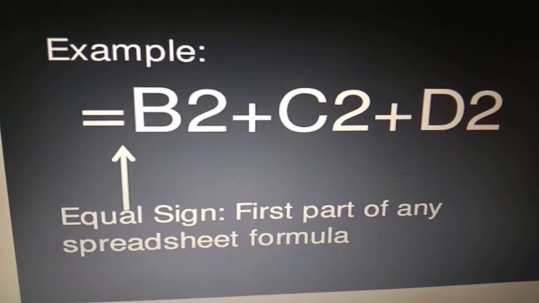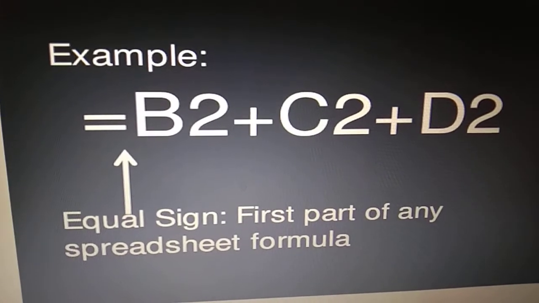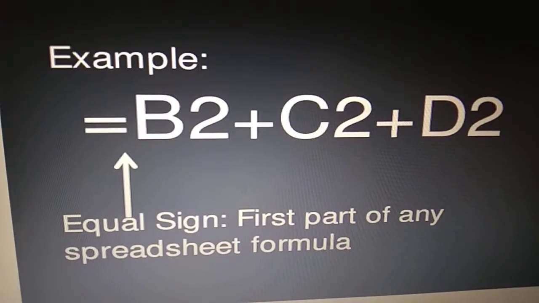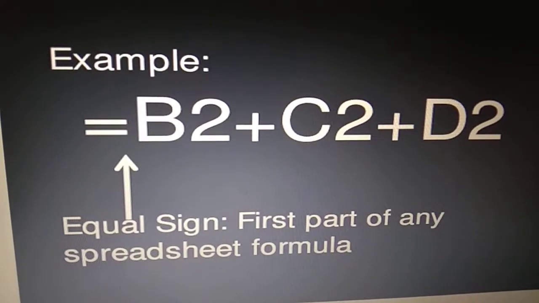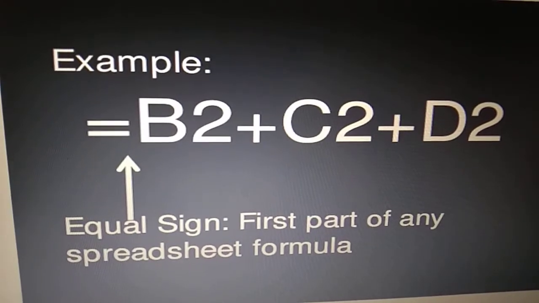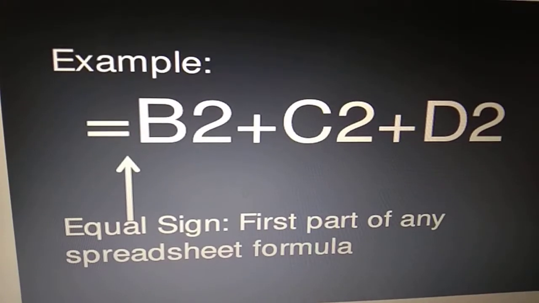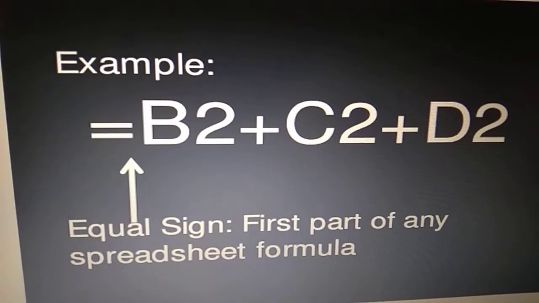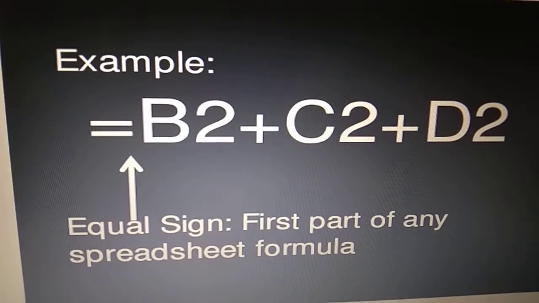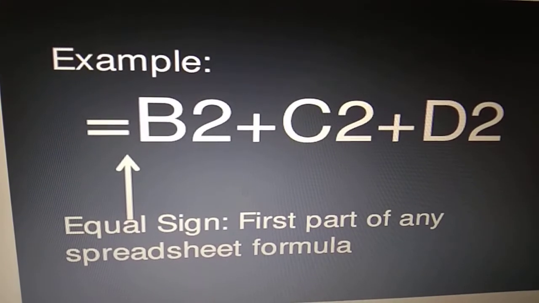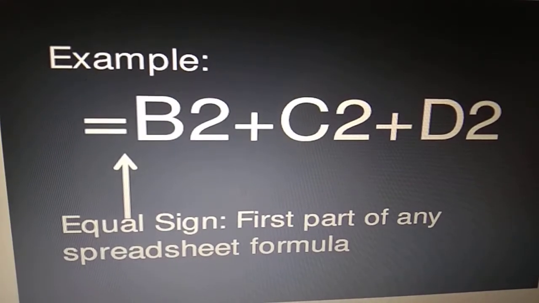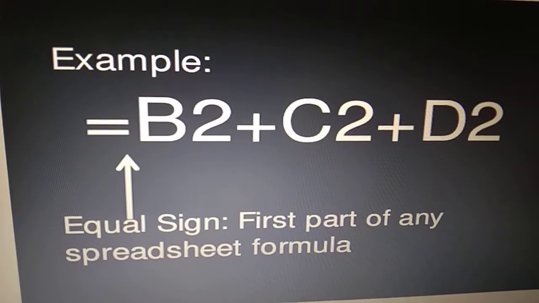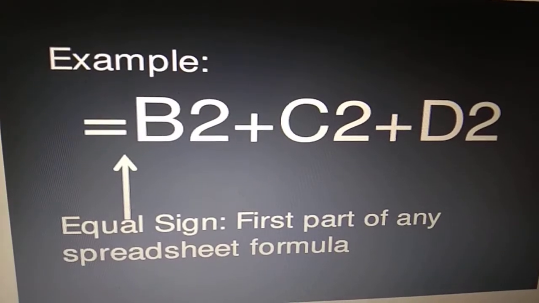So in MS Excel there is a formula, and it always starts with an equal to sign. The main motive of MS Excel is to perform calculations, and it includes various arithmetic operators like addition, subtraction, multiplication, division. In this slide you can see that a formula always starts with an equal to sign, and B2 plus C2 plus D2 are all our cells. Here the plus sign is shown as an arithmetic operator.